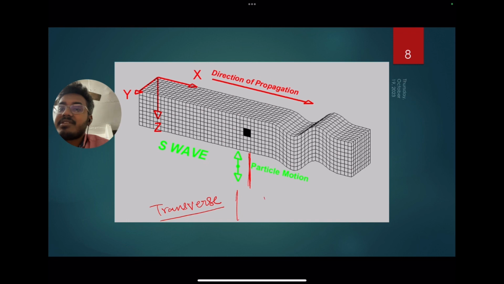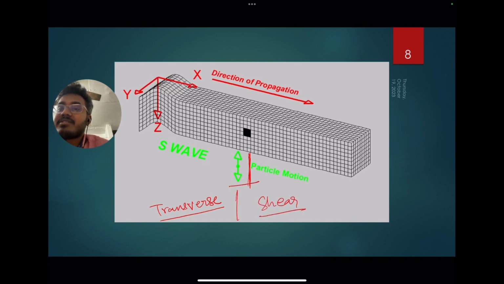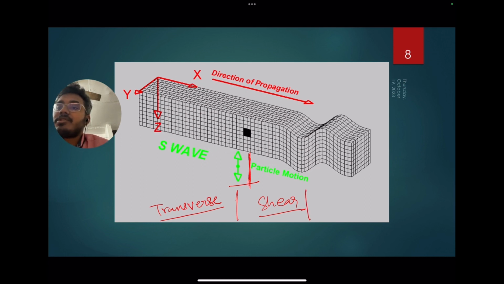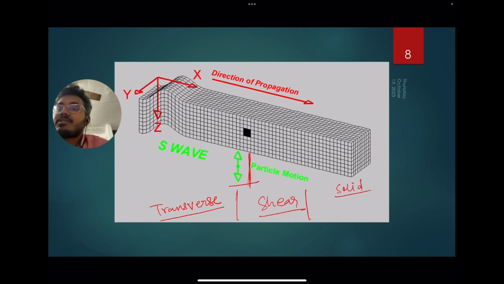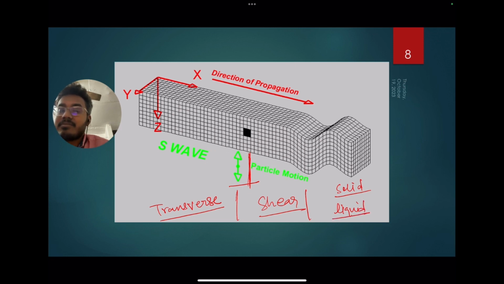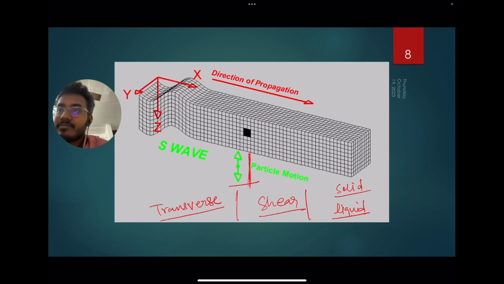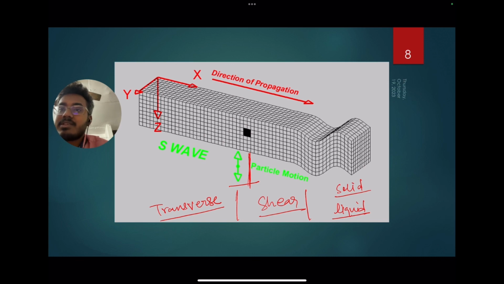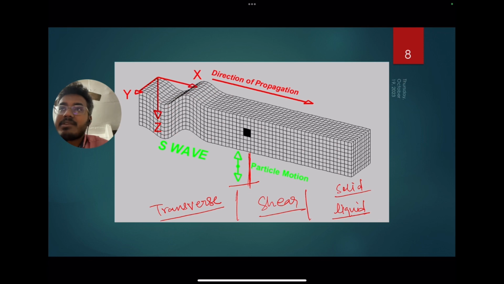This is also called shear wave because this type of movement is known as shear, and it travels only through solid medium. It does not travel through liquid mediums because liquids do not have the ability to shear. Its velocity will also be higher in rigid, solid mediums, and it will be completely absent in liquid medium.